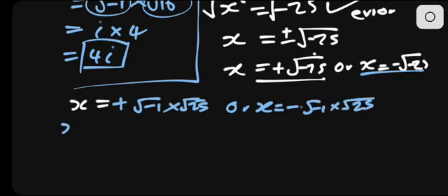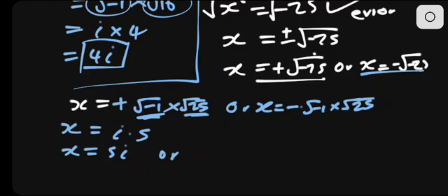So x will be equal to what? This is simply what? I. This will be simply equal to what? 5. Alright, x will be equal to what? Positive 5i.